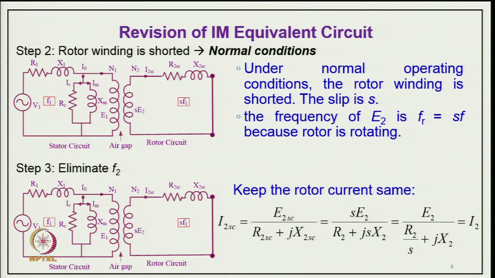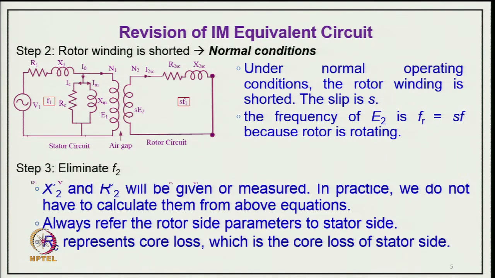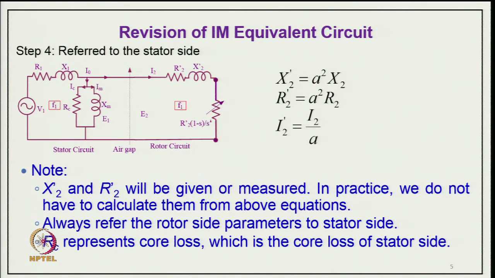Then, coming to step 3, we have to eliminate the frequency F2, or you can call it sF1, and bring the entire equivalent circuit to F1, rather than F1 on the stator side and F2 on the rotor side. The rotor current remains the same when we divide by s in the numerator and denominator. Then the equivalent circuit can be transferred to the stator side, because we can transfer the rotor resistance.